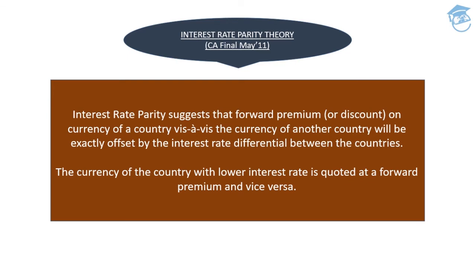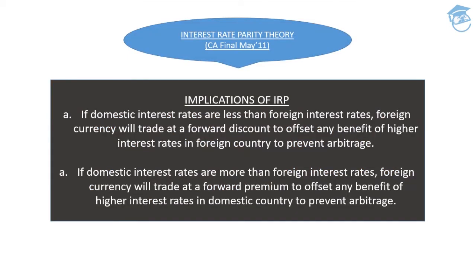Let's move towards another aspect of this theory, which is about the implications. Implications of IRP: if the domestic interest rate is lower than the foreign interest rate. In our example, it was higher, the last one. Now let's suppose our domestic interest rate, India's, is 2% and the US is 6%. Then the foreign currency, that is the US one, will trade at a forward discount. Why? Because the US interest rates are higher.